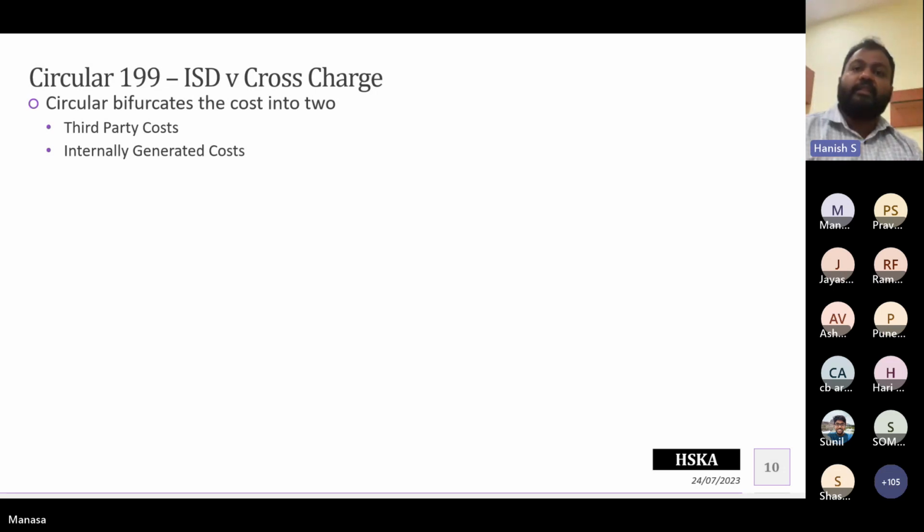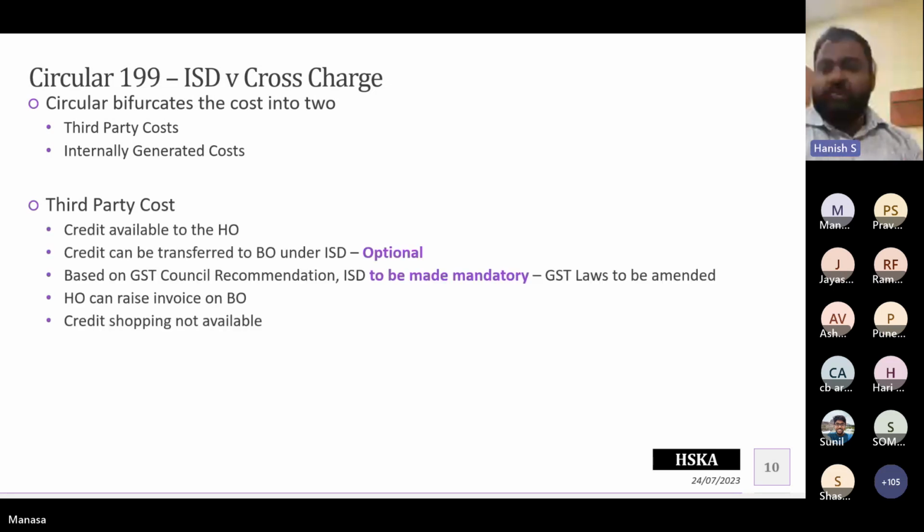Now what do we do with this third party cost? With the third party cost, you can take the credit. So that 16.1 issue of him and his result, head office can take full credit. Now head office can transfer this credit under ISD, but that is optional. Very, very important. They have said ISD is optional. They're using the word "is". And now if you go to the GST Council press release, they said ISD will be made mandatory, but for that GST laws will be amended. As of now, GST laws have not been amended. Till the GST laws are amended, ISD remains optional.